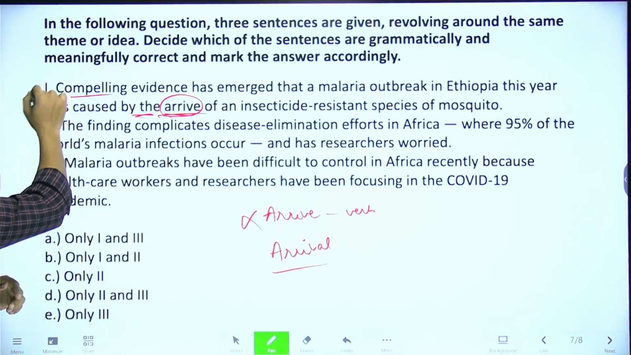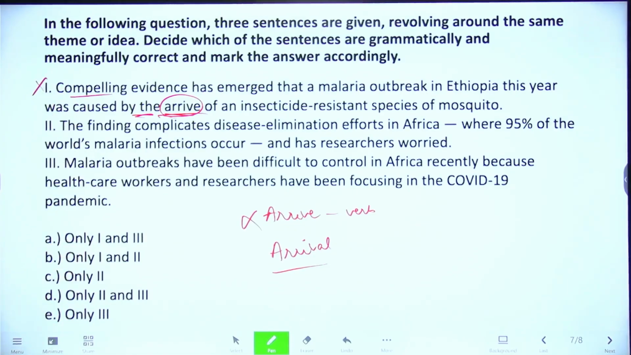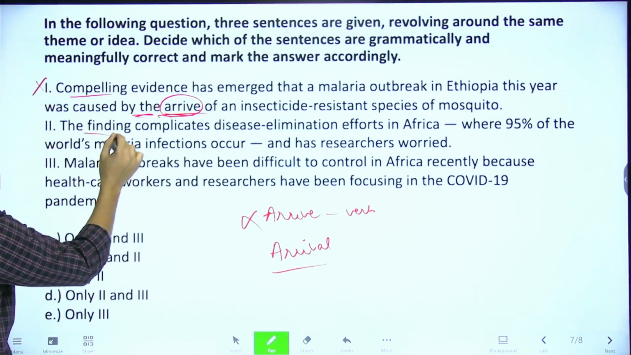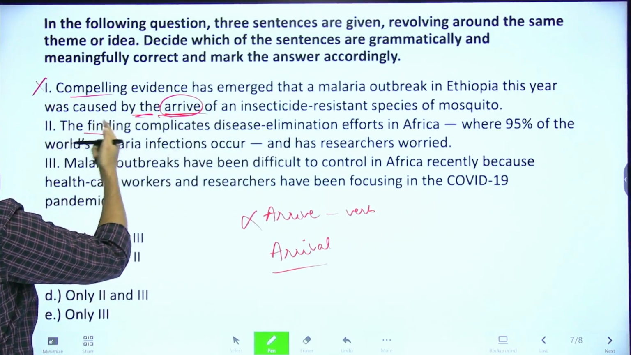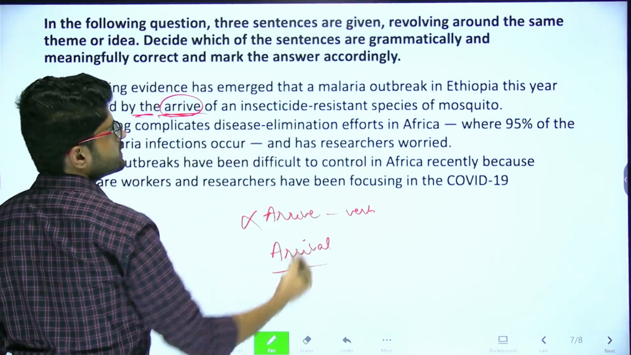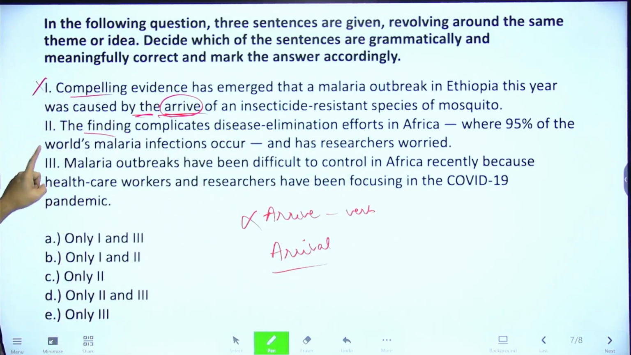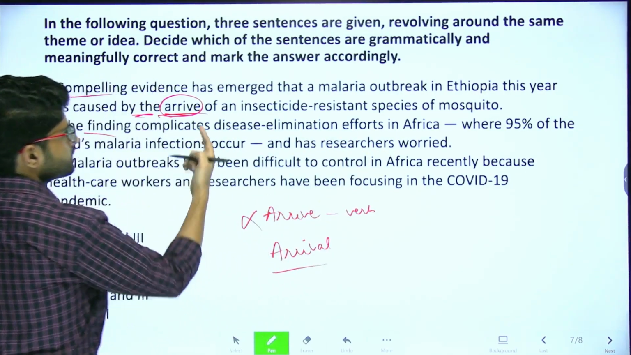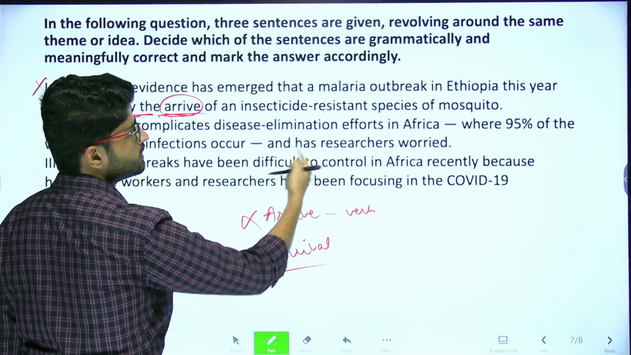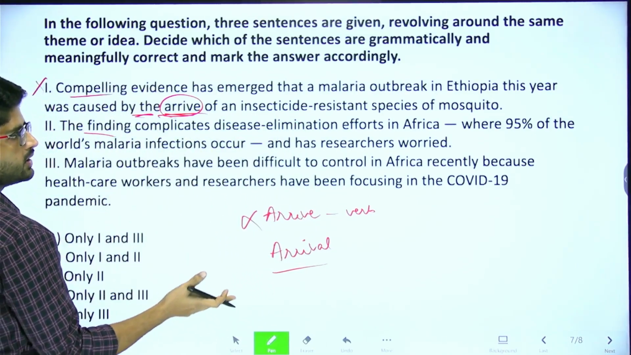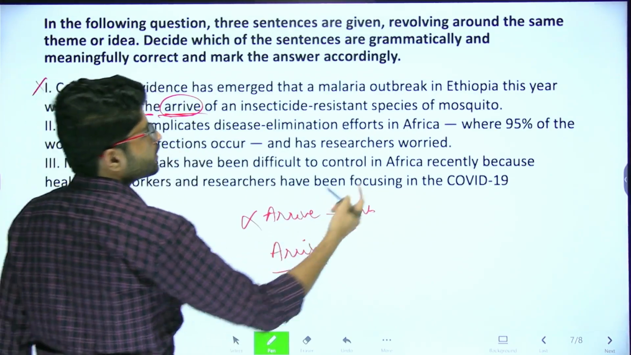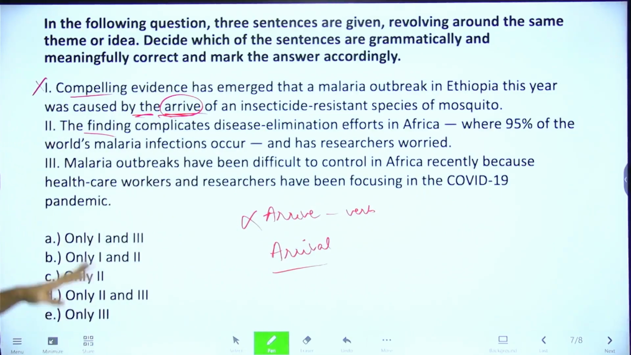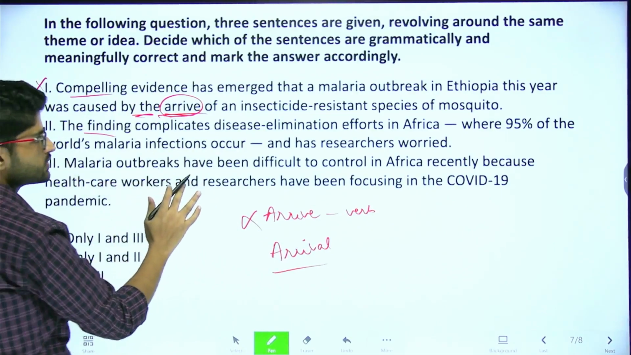The second sentence says the finding complicates disease elimination efforts in Africa. Finding, जो क्या finding है कि जो outbreak थी वो एक insecticide resistant species से हुई है. अब ये finding क्या करती है? It complicates disease elimination efforts in Africa. इस finding से जो भी efforts चल रहे थे इस disease को, malaria को eliminate करने के, वो complicate हो गए. Further हमें क्या पता चल रहा है? Where 95% of the world's malaria infections occur. तो Africa में 95% world की infections होते हैं.